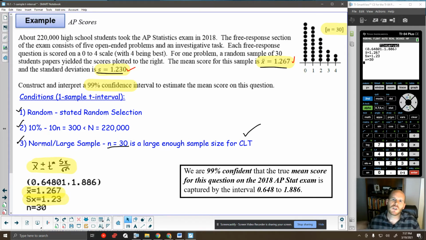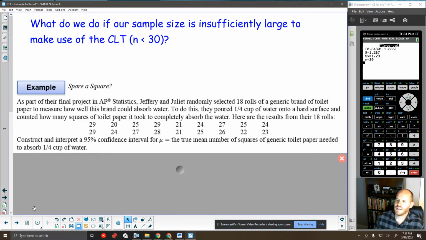So what other circumstances can we run into? Well, we had the benefit in this case because our sample size was 30. So we met that large sample condition in part 3. What happens if we don't meet that condition? So here is another example where my sample size is only 18. I was only able to get a sample of 18.